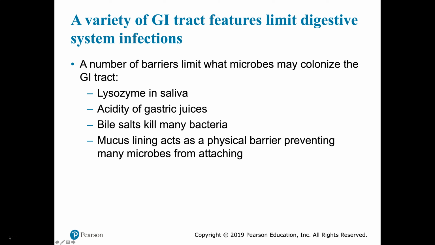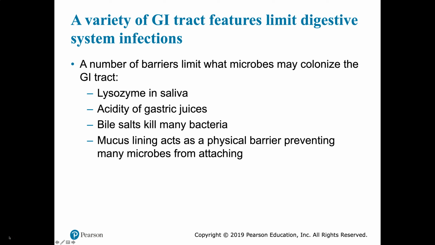For instance, in our mouth, our saliva has lysozymes in it. It has salts. The acidity of the gastric juices in our stomach. Most bacteria can't survive those acids. There is one that we'll talk about that can. Bile salts. And then even the stomach and the small intestine have physical barriers of a mucus lining to it. And that mucus lining is actually a physical barrier as well.